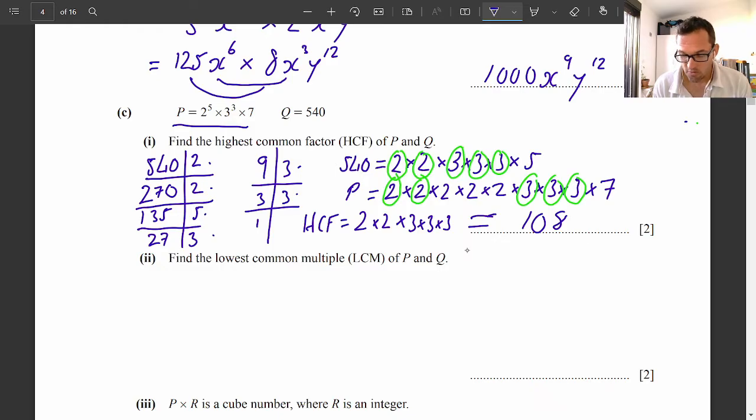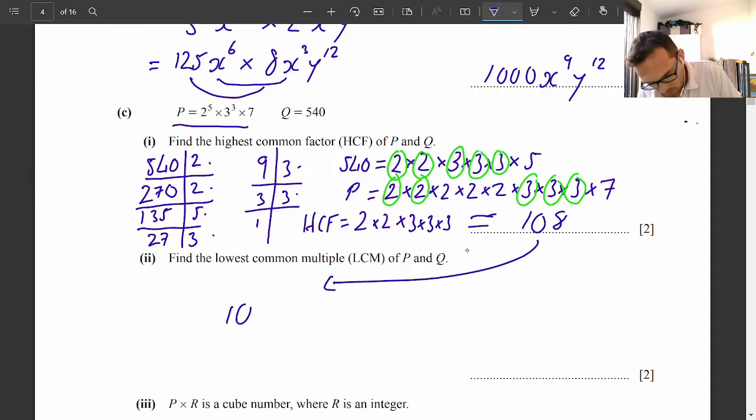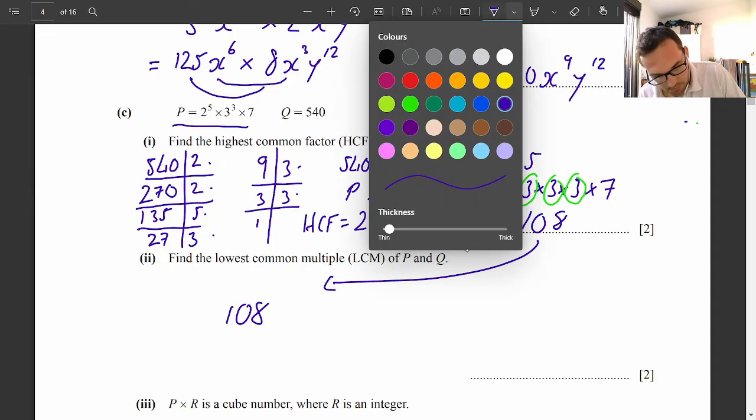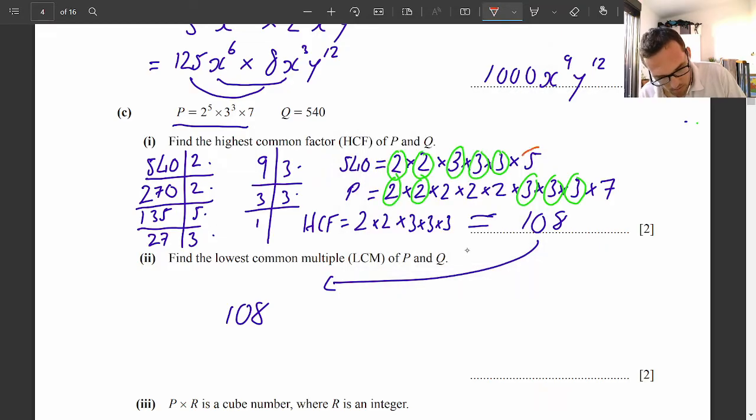Question c, part 2, find the lowest common multiple. All right, what we're going to do is take our previous answer, 108, and then take every number we haven't used. There's a 5, there's a 2, there's another 2, and another 2, and a 7.